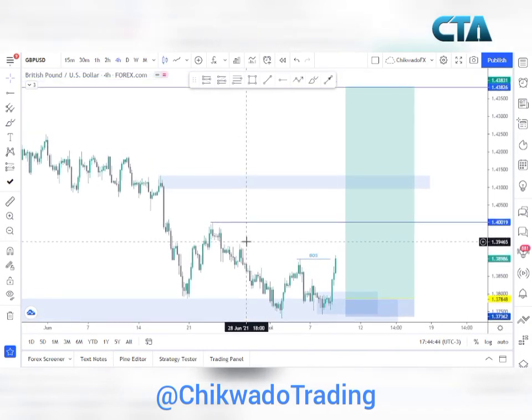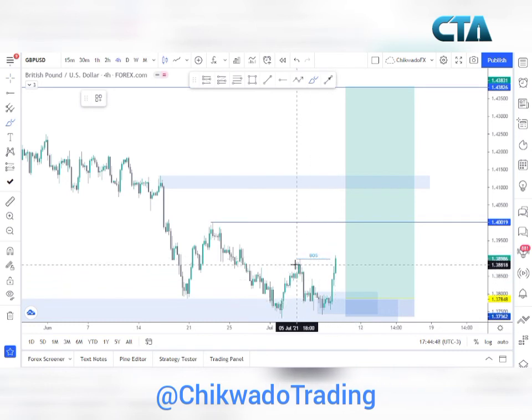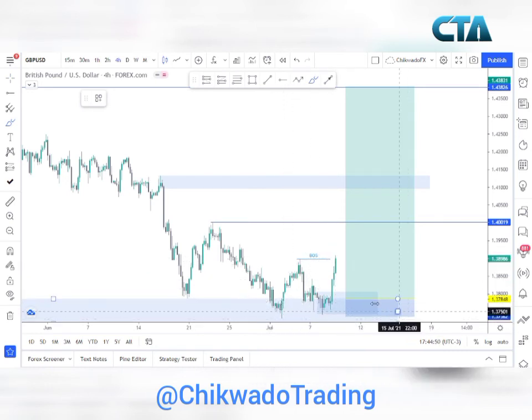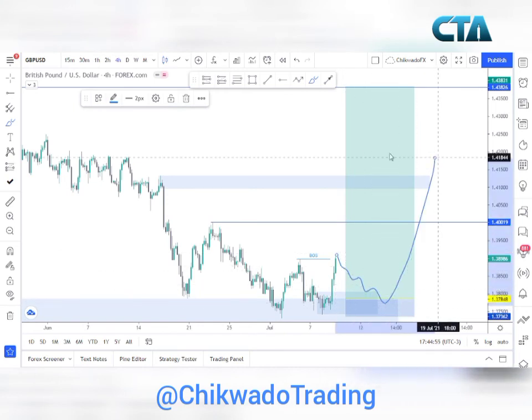So as you can see, this is my bias, and this is how I've come to this bias here. We have a break of structure, we have a failed low, and then I'm expecting the market to come back right into this zone, and then I get long.